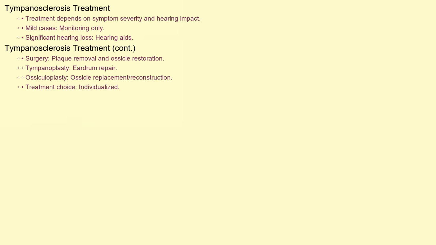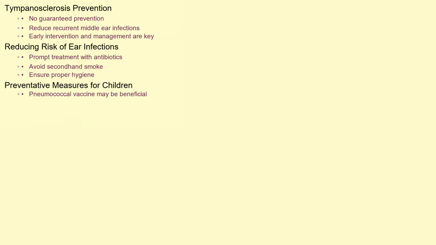Treatment for tympanosclerosis depends on the severity of the symptoms and the impact on hearing. In mild cases, where hearing loss is minimal, no treatment may be necessary, and the condition can simply be monitored. For more significant hearing loss, treatment options include hearing aids to amplify sound and improve audibility. In some cases, surgery may be recommended to remove the plaques and restore the normal movement of the ossicles. A procedure called tympanoplasty can repair the eardrum, while ossiculoplasty can replace or reconstruct damaged ossicles. The choice of treatment depends on the individual's specific circumstances and the extent of the damage.